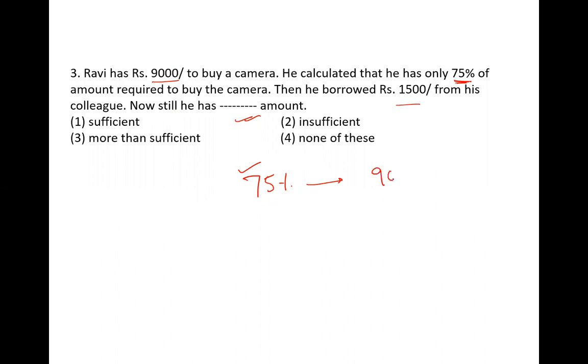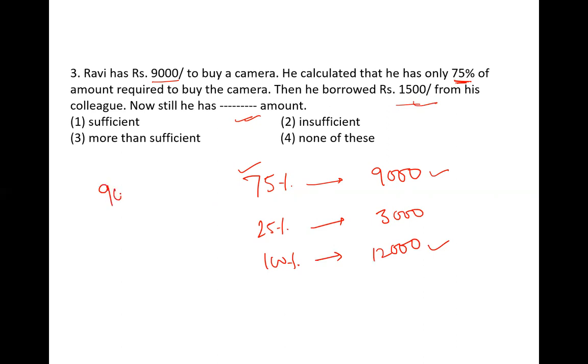The value of 75% is 9,000. So of course he needs 100% amount to buy the camera, right? So value of 75% is 9,000, means value of 25%, we'll divide it by 3 from both sides. So value of 25% is 3,000. So value of 100% is 12,000, right? Means he needs 12,000 rupees to buy the camera, and he only borrowed 1,500.